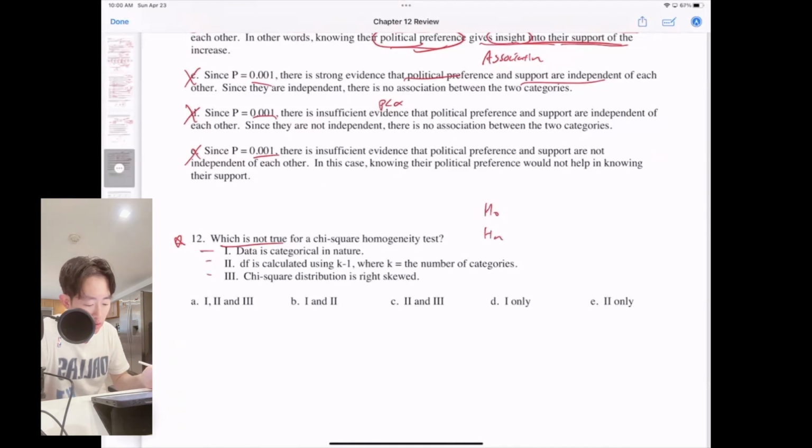Chi-square distribution is right skewed. This is not going to be true because it depends on the degrees of freedom. You can also have a curve closer to normally distributed based on your degrees of freedom. So because of that reason, I'm going to eliminate anything that has 3 in it.